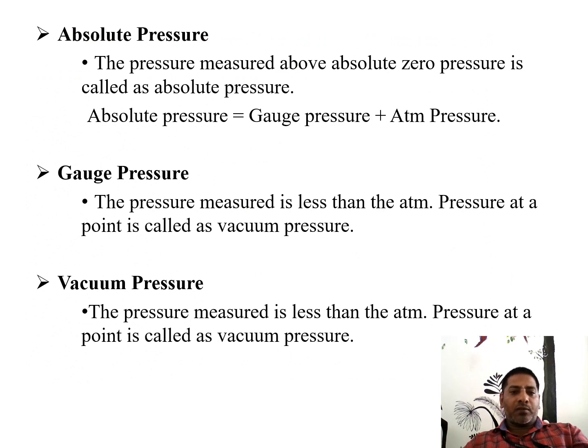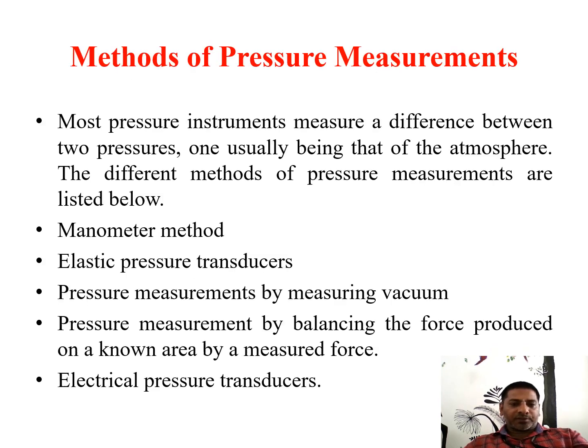Next, we see what is absolute pressure. The pressure measured above the absolute zero pressure is called the absolute pressure. Absolute pressure is the combination of gauge pressure plus atmospheric pressure. And in vacuum pressure, the pressure measured is less than the atmospheric pressure. The pressure at that point is called the vacuum pressure.